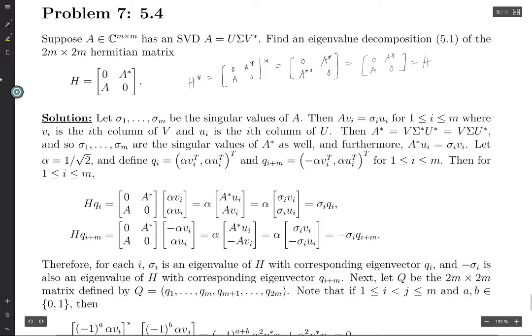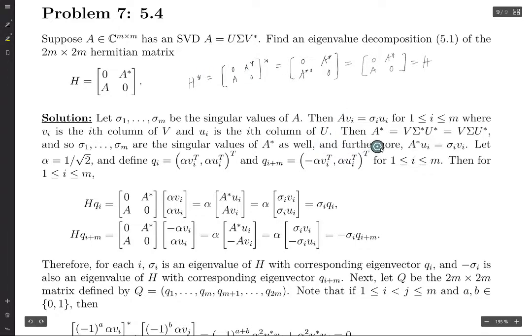Okay, so we have this matrix A, and so it has singular values sigma 1 through sigma m. Here I'll assume that some of these singular values can be 0, that's fine. Okay, so we also know that A times Vi is sigma i ui for every single i between 1 and m, where Vi is the ith column of V and Ui is the ith column of U. That's just from our construction of this singular value decomposition.